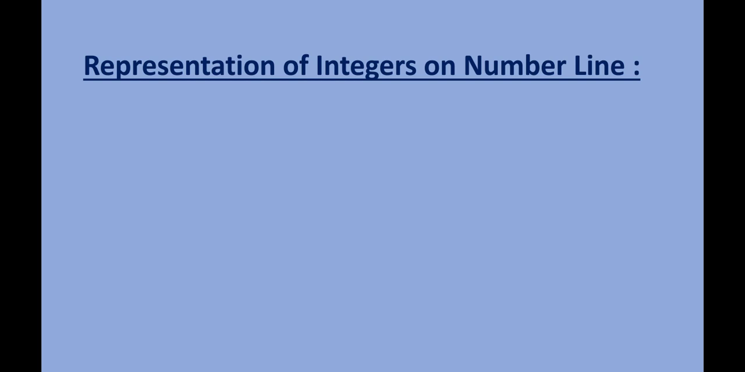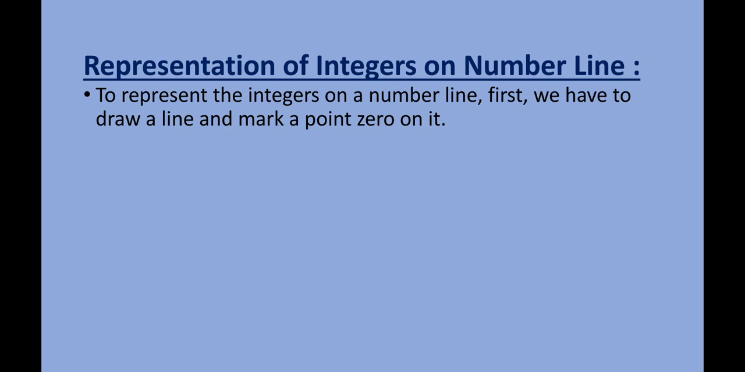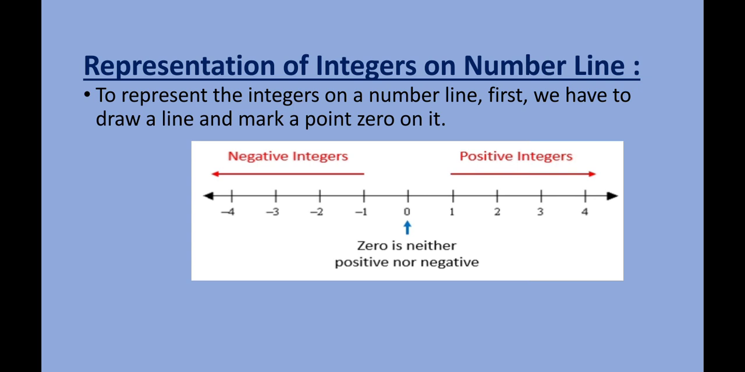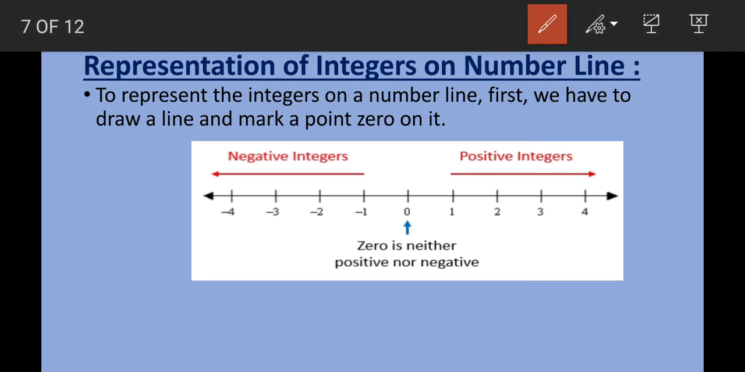Now come to representation of integers on the number line. How to represent integers on the number line? So here the first point is, to represent the integers on the number line, first we have to draw a line and mark a point 0 on it. So here is the 0, which is neither a positive nor a negative number.